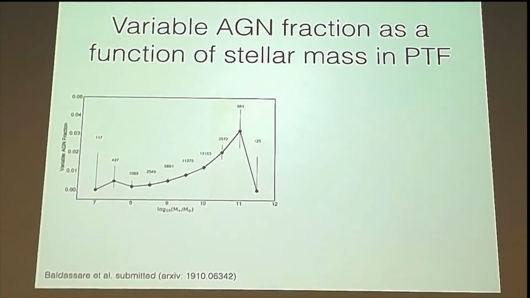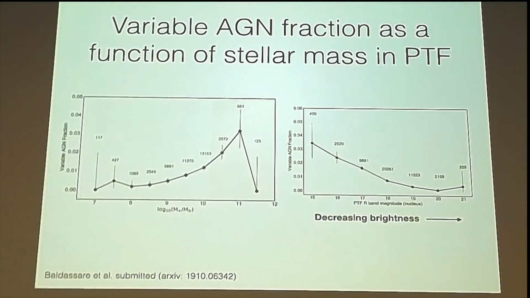All right, so using this bigger sample, I wanted to explore how the fraction of variability selected AGN changes as a function of the galaxy stellar mass. On the left there, I'm showing the variable AGN fraction versus stellar mass, with low mass systems on the left and higher mass systems on the right. The number above each of those points just reflects the number of galaxies in each mass bin. Like I said, we did include some higher mass galaxies, and low galaxy stellar masses.